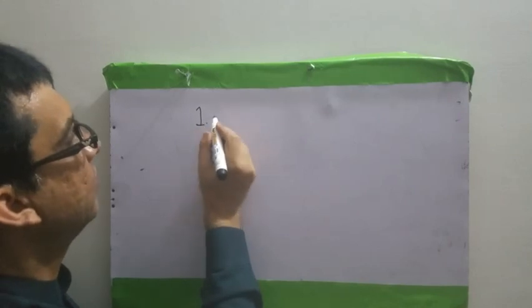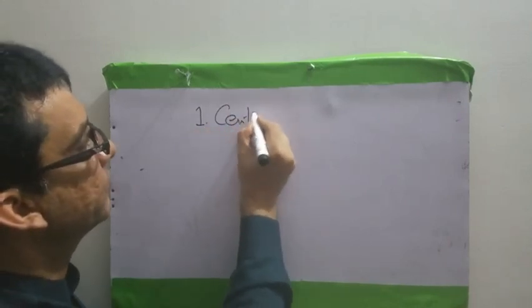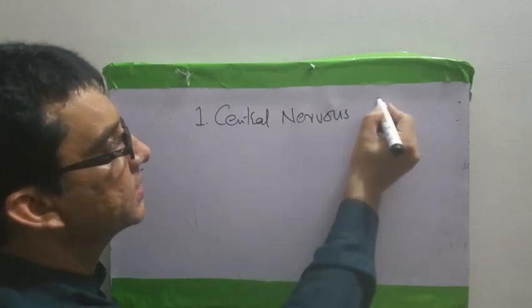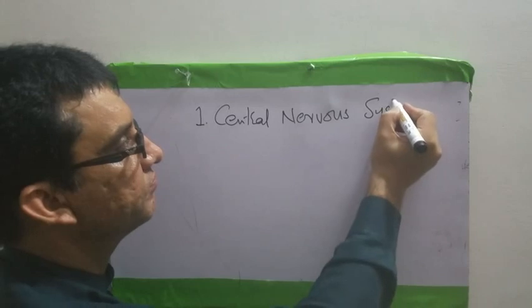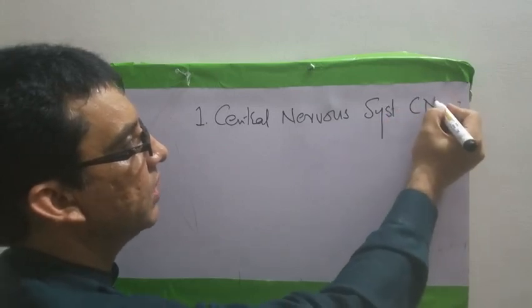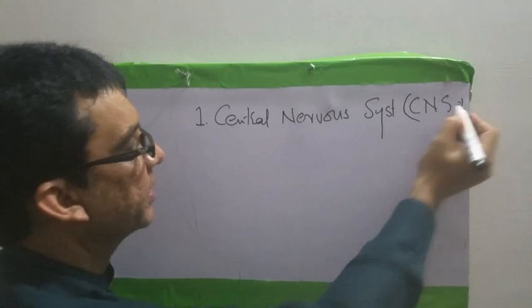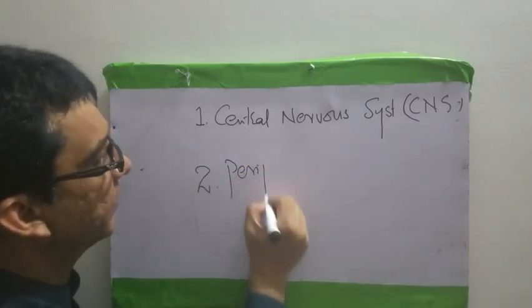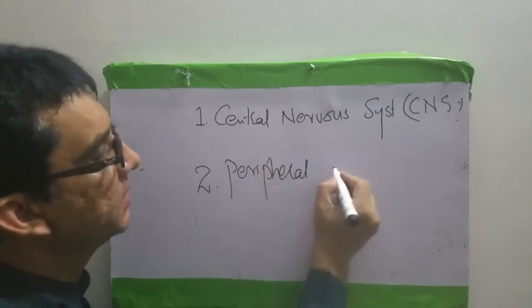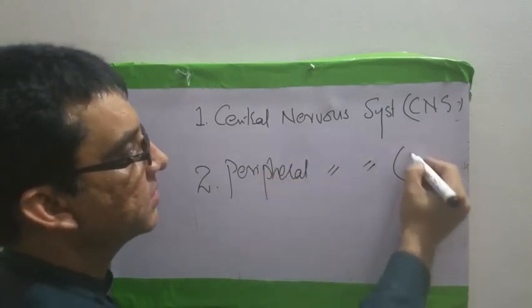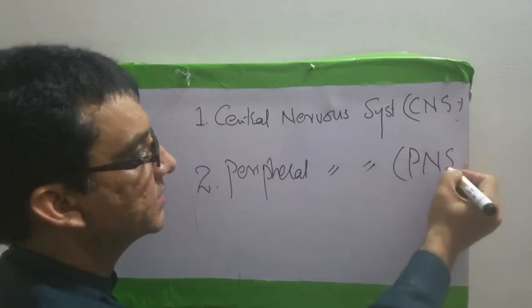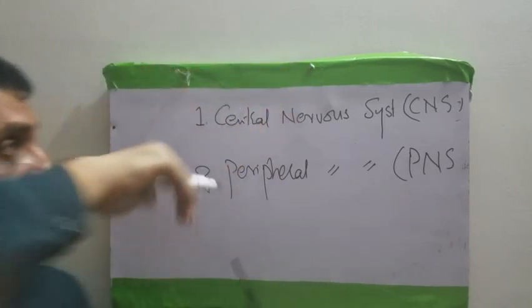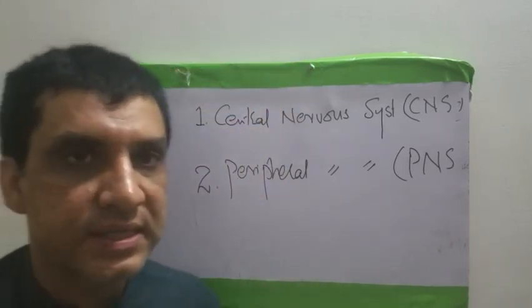First one is called central nervous system. It is also called CNS. And the second one is called peripheral nervous system. It is also called PNS. So first of all, we will discuss the central nervous system.